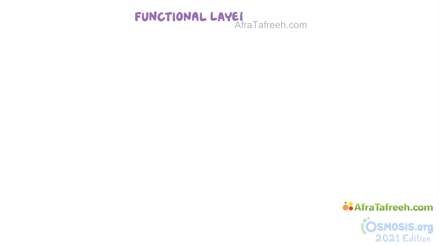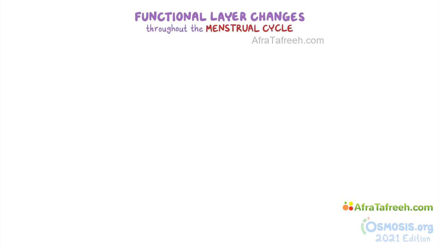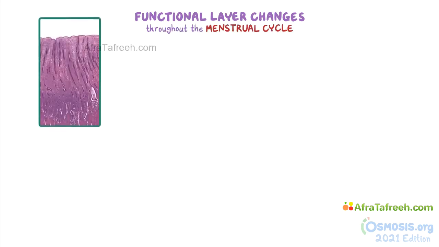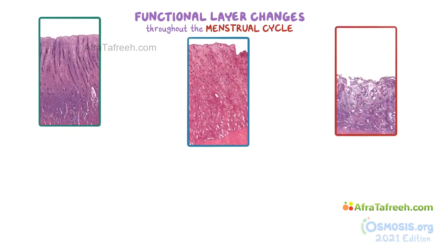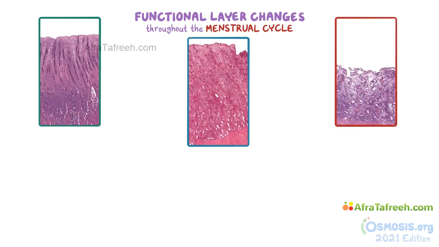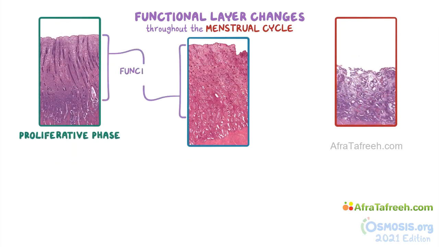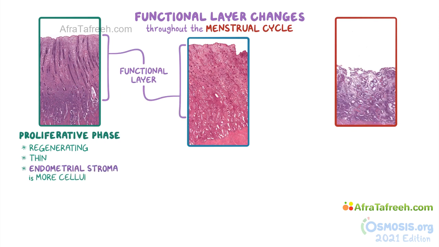The functional layer of the endometrium undergoes some of the most significant changes throughout the 3 phases of the menstrual cycle. The change between each phase is gradual, but each phase will tend to have distinct characteristics that help differentiate it from the other phases. During the proliferative phase, the functional layer of the endometrium is regenerating after menstruation and is still relatively thin. The endometrial stroma is more cellular during the phase, and the uterine glands are relatively narrow and straight.